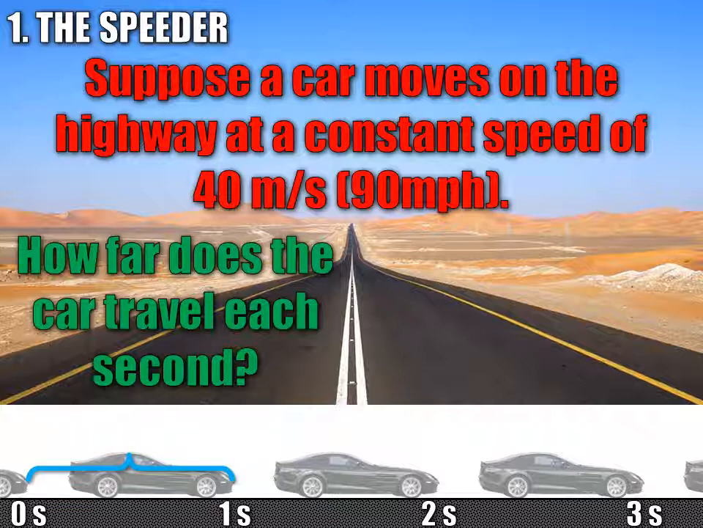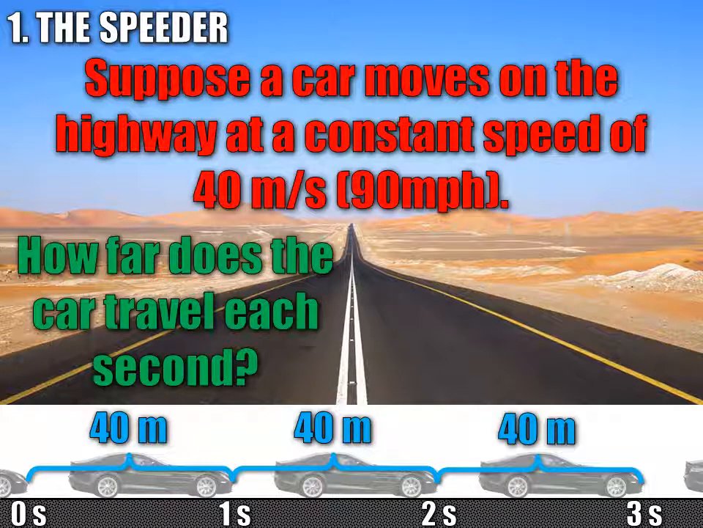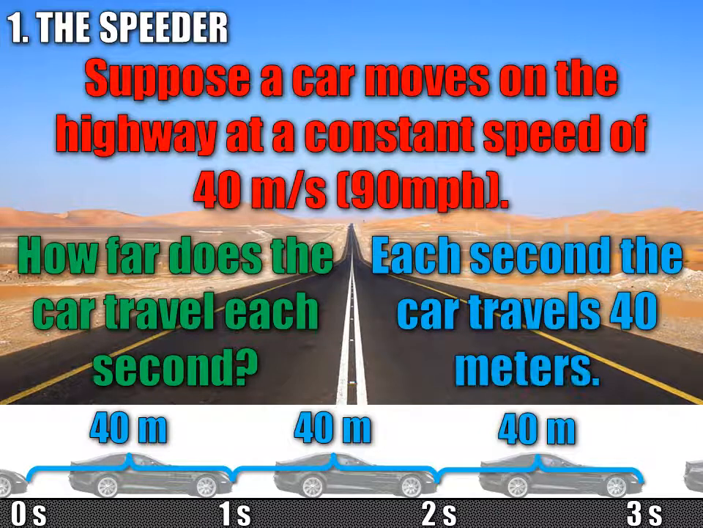So if the car is traveling at 40 meters per second, that means that every second the car travels 40 meters. So from 1 to 2 seconds, the car travels 40 meters because another second has passed. Every second that passes, the car travels 40 meters. And that's what it means when we say the car travels at 40 meters per second. We mean that each second the car travels 40 meters. And since this car was traveling at constant speed, we see that the images taken 1 second apart are evenly spaced out. This signifies constant speed.